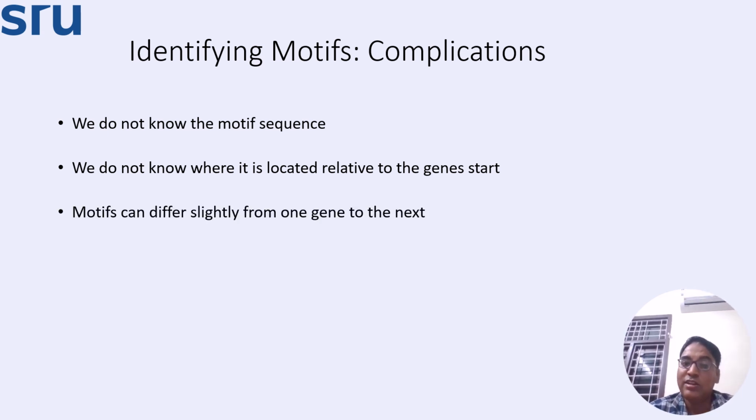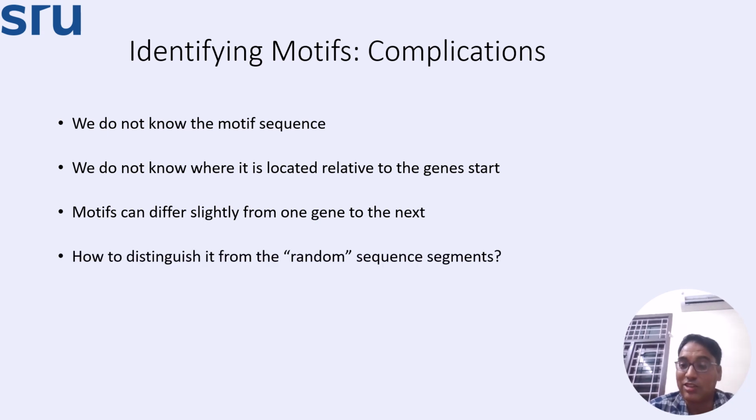Motif can differ significantly from one gene to the next. Then only the conserved motif concept turns up: how much conserved it is, at what base it is conserved, or where the variation turns up. So how do you distinguish random sequence segments from motifs? We know motifs are conserved, but if you don't know, anything can be there.